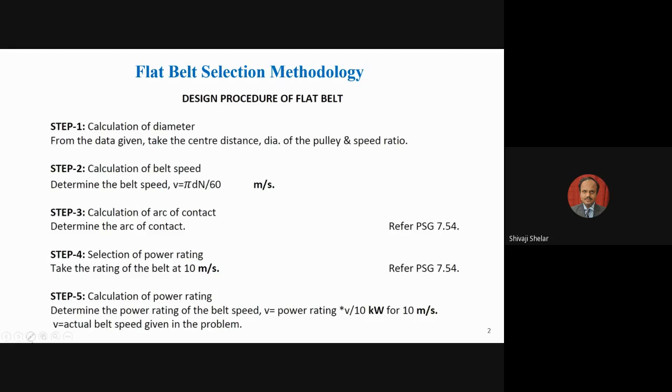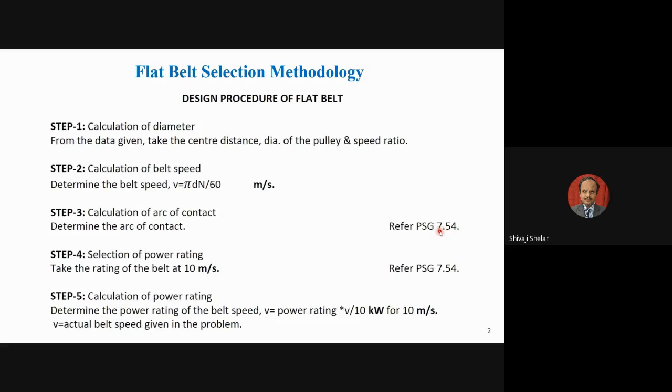So next step is to calculate the arc of contact angle. You can calculate the arc of contact angle, mostly if it is an open drive, on the smaller pulley. To determine the arc of contact angle, there is a formula which is given in PSG 7.54. So we can refer to this formula when we are going to actually solve the problem.